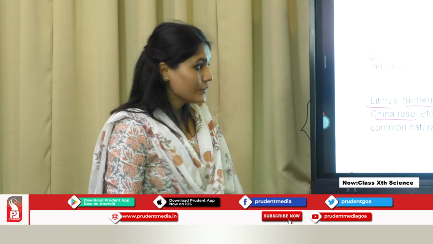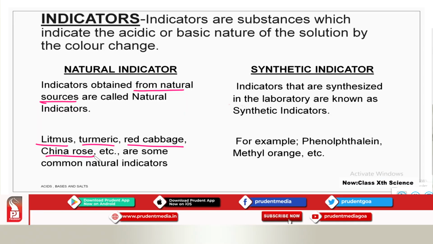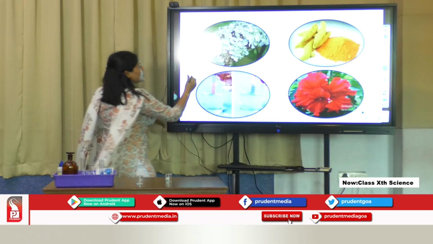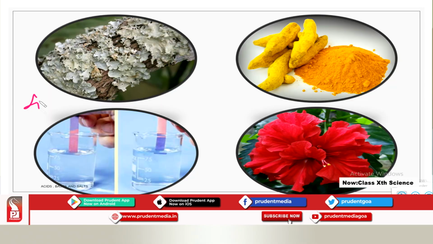Next we have synthetic indicators. Those which are synthesized in the laboratory are called synthetic indicators. Examples are phenolphthalein and methyl orange. In the first picture, you see lichens, from which we obtain the litmus paper. Next we have turmeric and China rose.